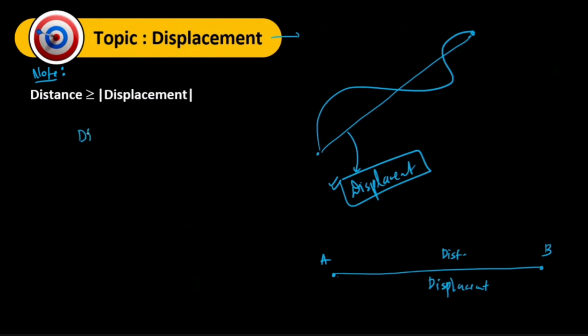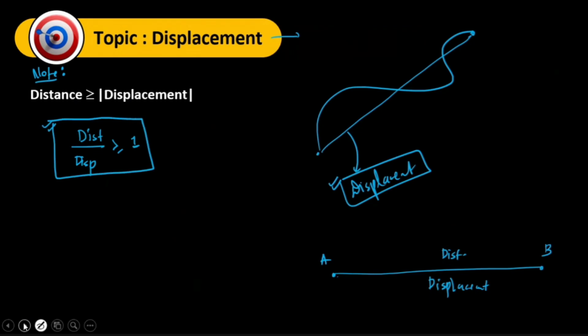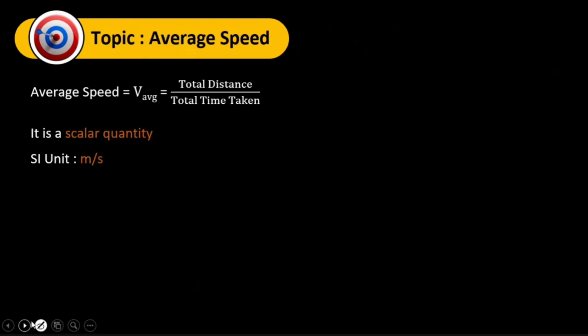So here, we get the ratio of distance and displacement, and that ratio should always be greater than or equal to 1. So that is something which can be asked in MCQ form. You need to remember this. Then we talked about average speed. Oh, actually, we didn't talk about it. That is something we need to understand. What is average speed? It is total distance by total time. It is a scalar quantity and it has a unit called meters per second.